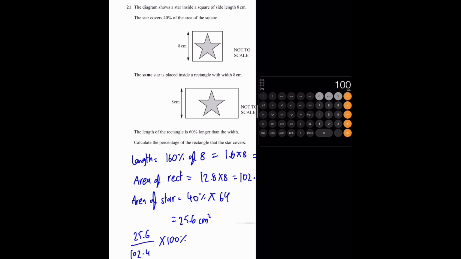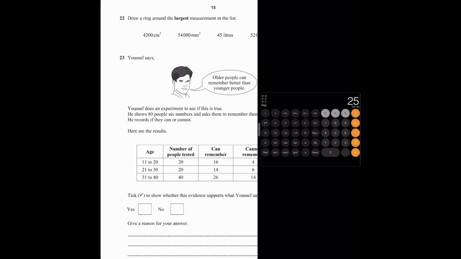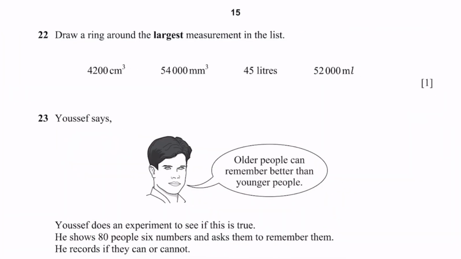And into 100 we get 25%. That's the answer. Question 22. Draw a ring around the largest measurement in the list. 4,200 centimeters cubed, 54,000 millimeters cubed, 45 liters, and 52,000 ml. We should know that 1 centimeter cubed is equal to 1 milliliter.